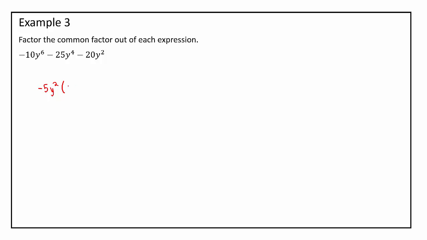So I'm going to divide each of these by negative 5y squared. If it helps you to write this out, you definitely should. If you can just think it in your head, then that would be fine. The negatives cancel out on each. We need to divide the numbers and subtract the exponents. So that's 2y to the 4th plus 5y squared plus 4 without any y's because those are the same and cancel each other out. And this would be our answer.